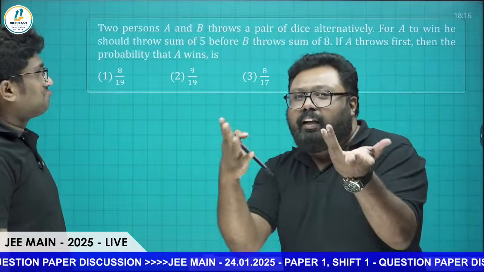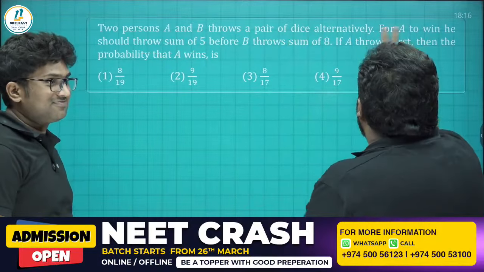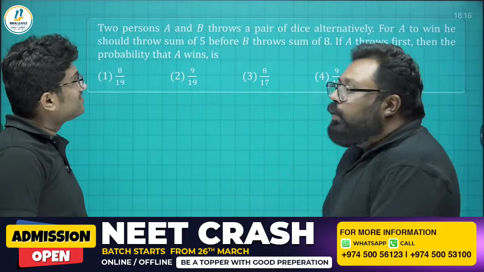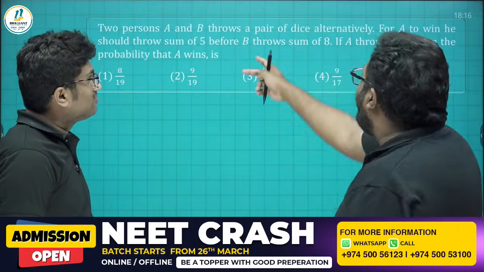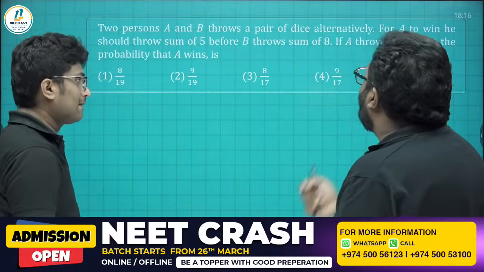Direct textbook NCERT question, my dears. In that, the question is slightly different. They said that if you get a 6, you win; if you don't get a 6, you lose. That's the question. Here, the sum should be 5 and the sum should be 8.